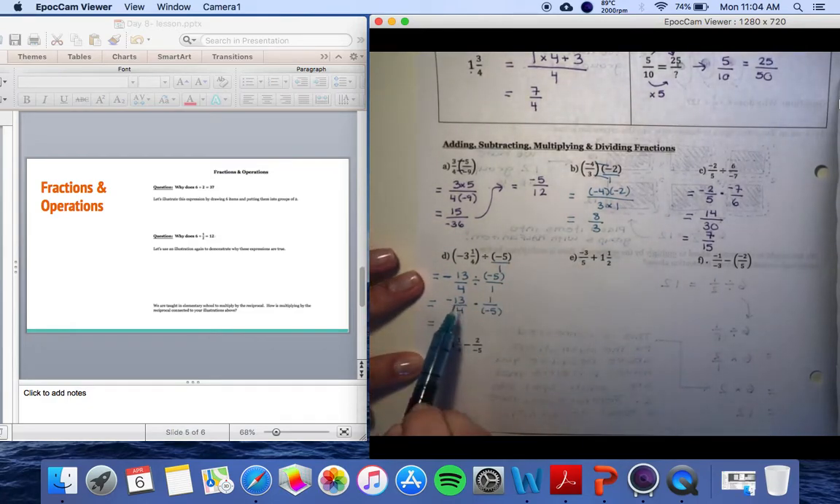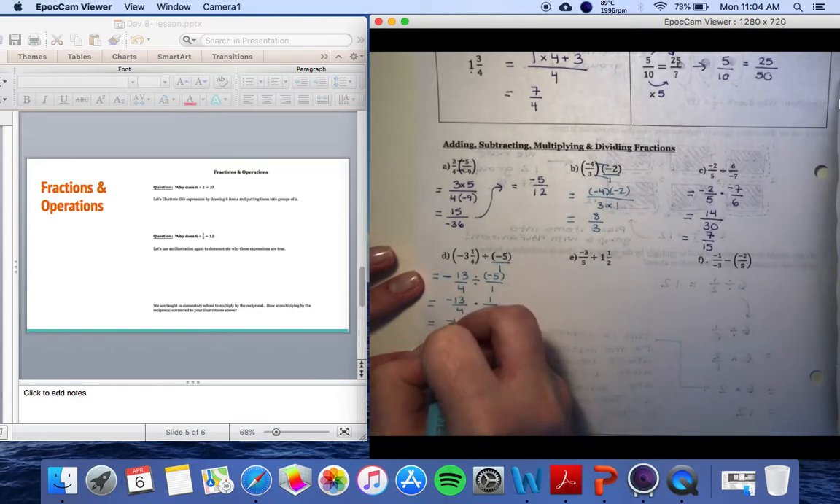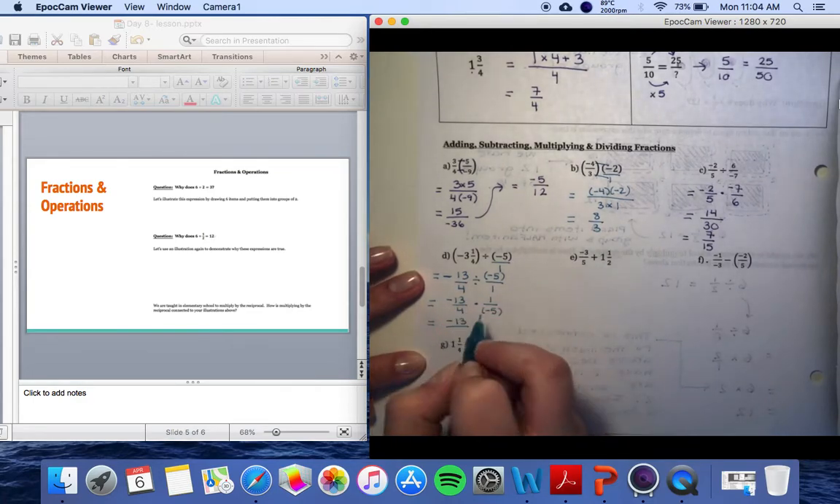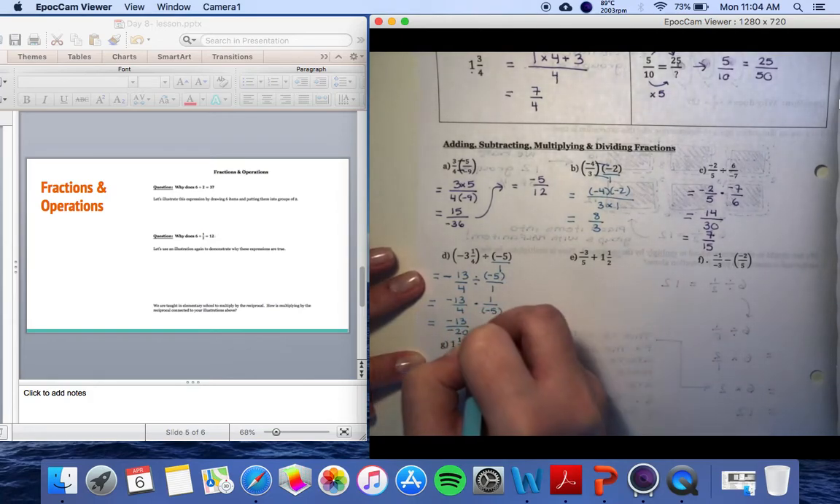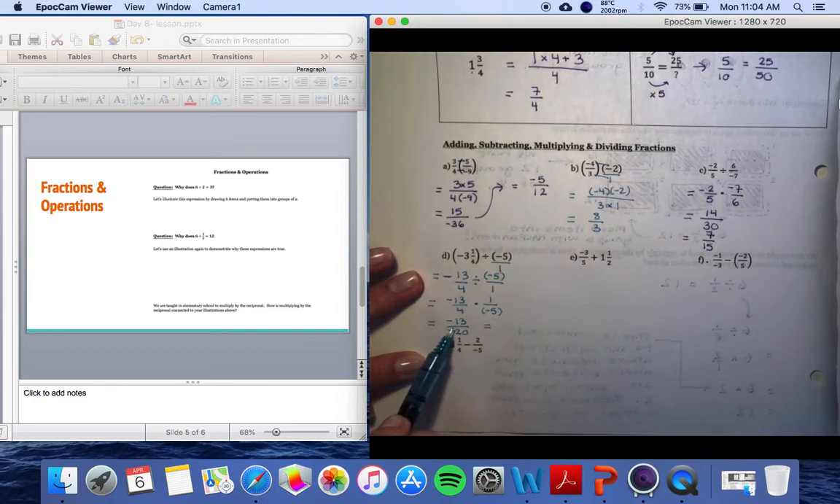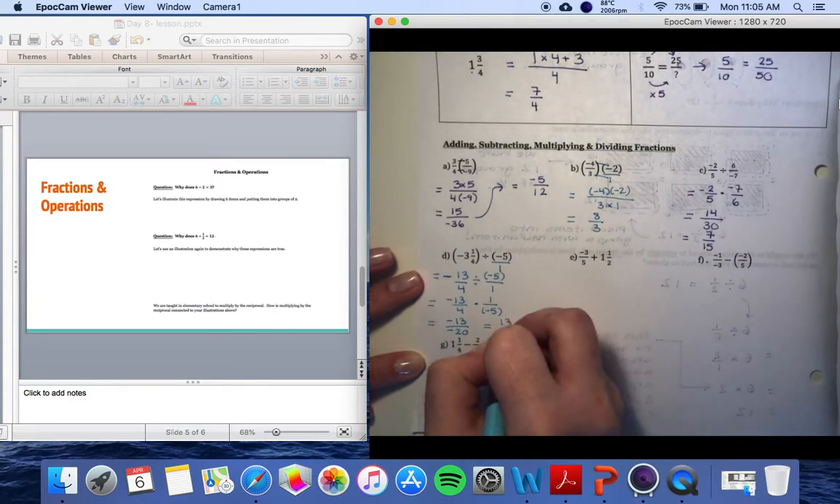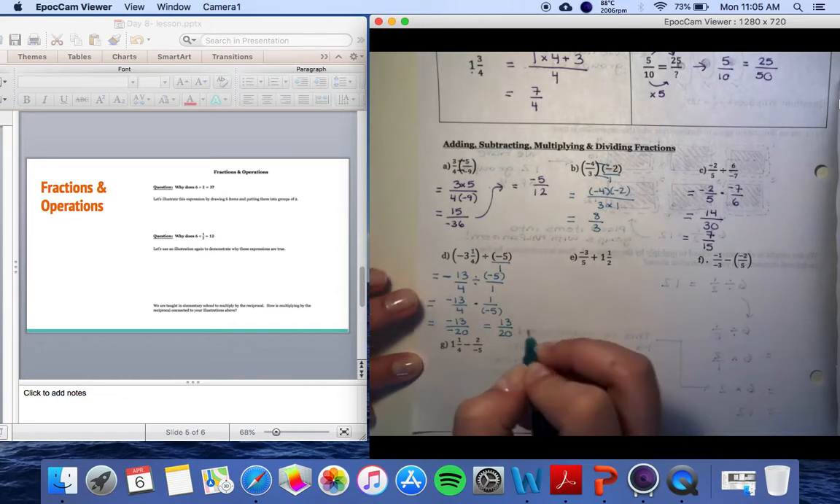Now since we're multiplying, we're going to multiply the numerators. So -13 times 1, that's -13. 4 times -5, that is -20. And since we are technically dividing two negatives by each other, remember, dividing two negatives equals a positive. So our final answer should just be 13 over 20.